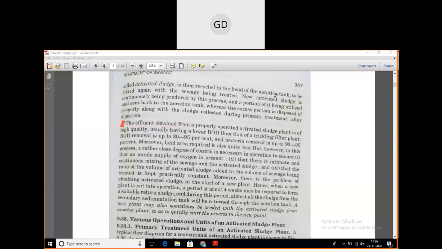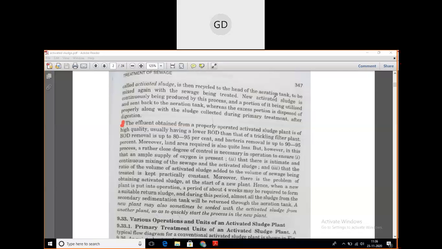So again, the land area required for the activated sludge treatment plant is also very less. It requires a very small area, and in this process a very huge amount of oxygen is also required.